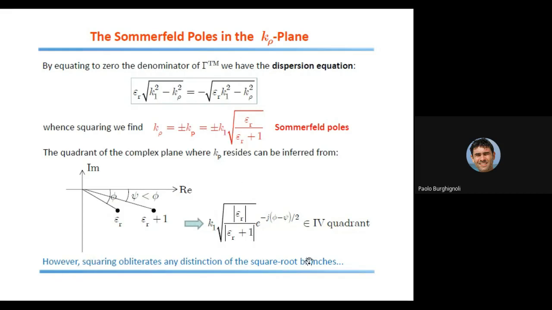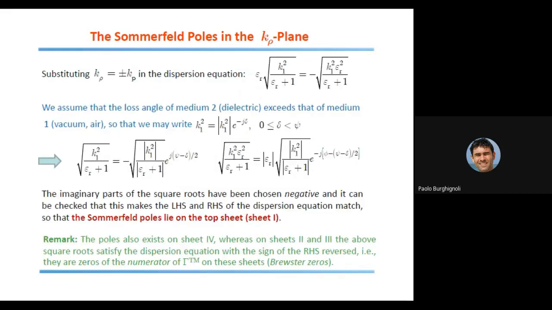However, since we have squared the two sides of the dispersion equation in order to find these Sommerfeld poles, squaring obliterates any distinction of the square root branches. So we don't know anymore which determination of those two square roots at the left and right hand sides we need to choose. So we need to perform an additional analysis in order to discover what is the right determination.